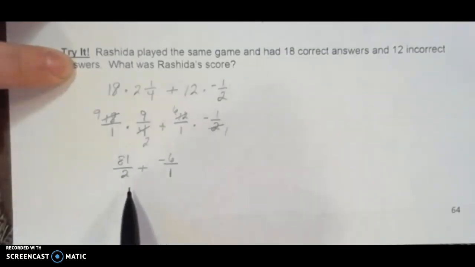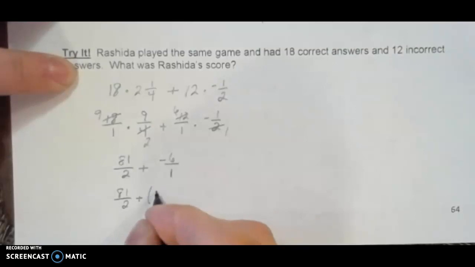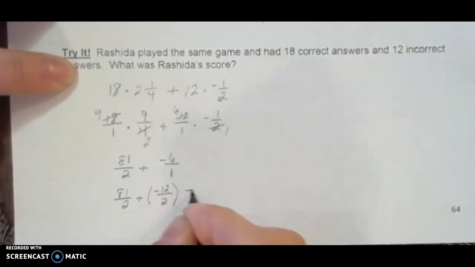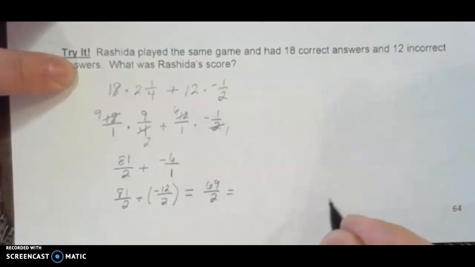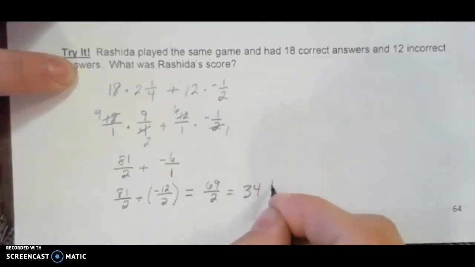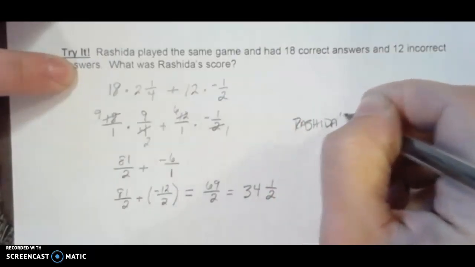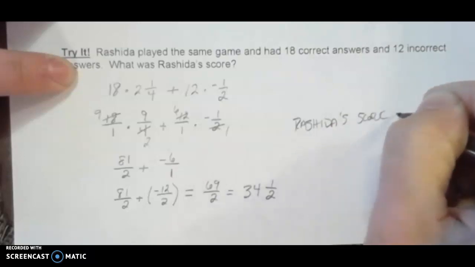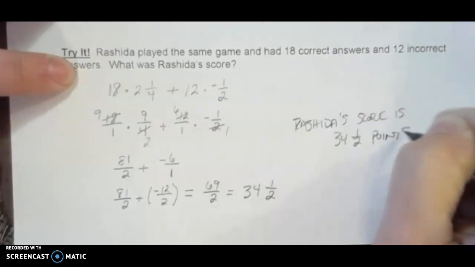Okay, and now in order to add these fractions together, I once again need common denominators. I'm going to use 2 as my common denominator. 81 over 2 plus -6 over 1 becomes -12 over 2. They're different signs, so I'm going to subtract. And this leaves me with 69 halves, which when I convert it back to a mixed number is going to be 34 1/2. And so I can say that Rashida's score is 34 1/2 points.